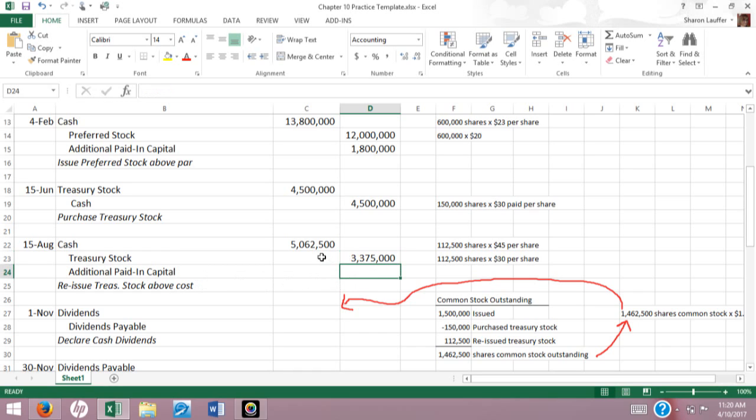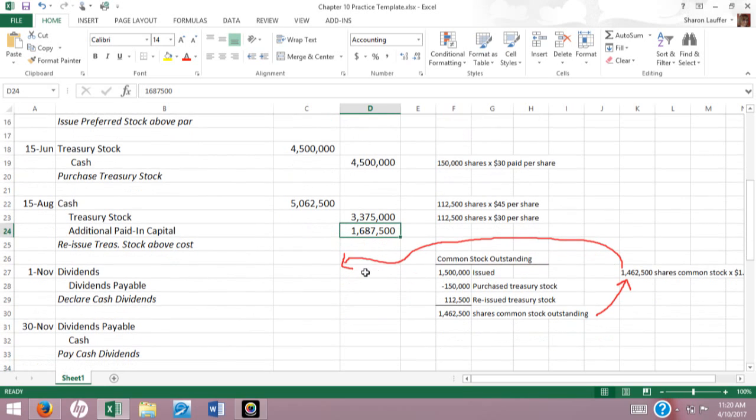And then we have an account transaction that's out of balance. So our debits don't equal credits. So when you do that additional paid-in capital, you can do a plug again. That's $1,687,500, and that's the amount that brings our debits and credits in balance. If you wanted to do that mathematically, you would take the number of shares times the difference between what you recorded them at, $30, and what you sold them at, $45, so $15 a share. You could do the math and actually come out with the same thing. All right, so that's in August.